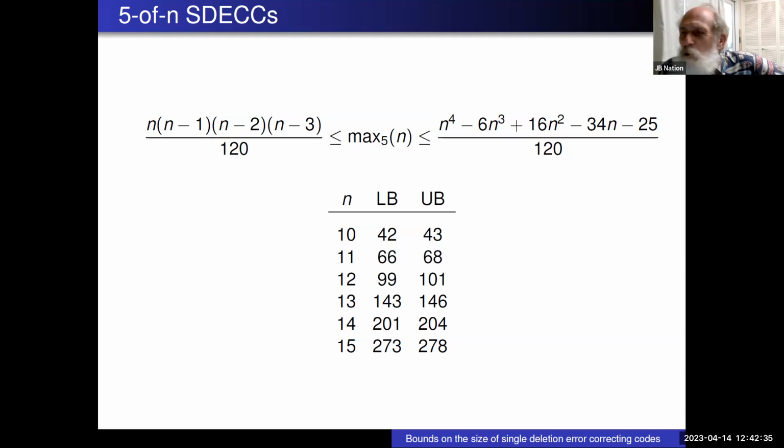By the way, the lower bound starts at n over 2. So for 5, we really should be using 10 as a starting place. Okay, you can do lower ones, but it doesn't count for much.